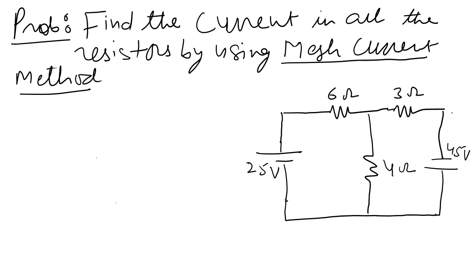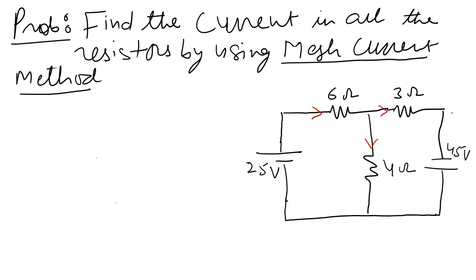The problem is to find the current in all the resistors by using the mesh current method. So in this problem you have to find the currents in all the resistors. You have to find the current here, here, and here. In this circuit there are a total of 3 resistors, and you have to find the current through all the resistors by using the mesh current method.